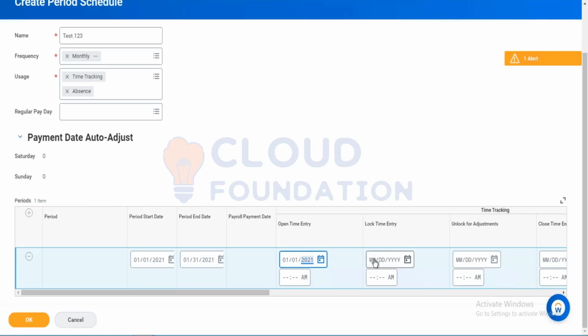For example, let's do it 01/15/2021, which is 15th of January 2021. What will happen? The door opens to enter the time for the dates from 1st January to 31st of January on 1st of January 2021, but the door closes after the 15th. On the 16th, if you go and check your calendar for 1st January 2021 and 2nd January 2021, you will not be able to enter the time. You will not be able to click it. The way we were clicking on the time card, we are not able to do it now.